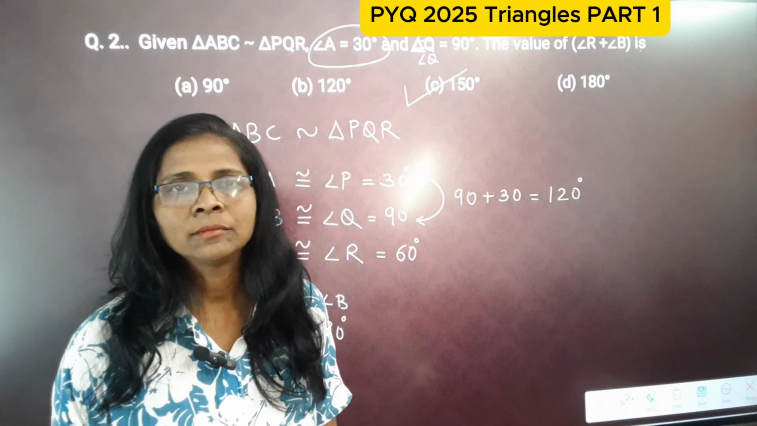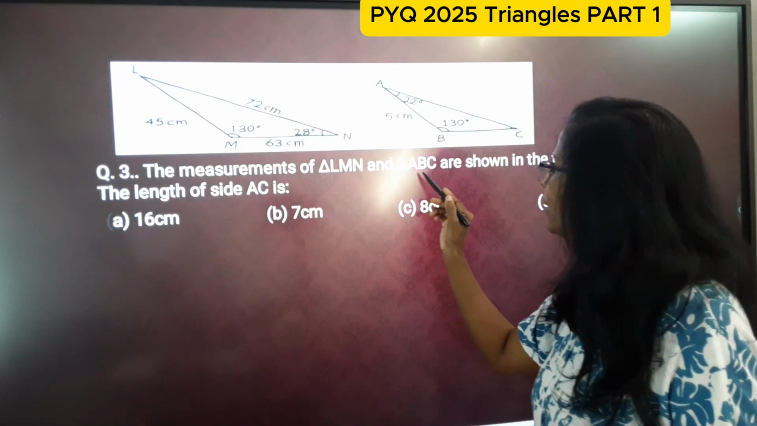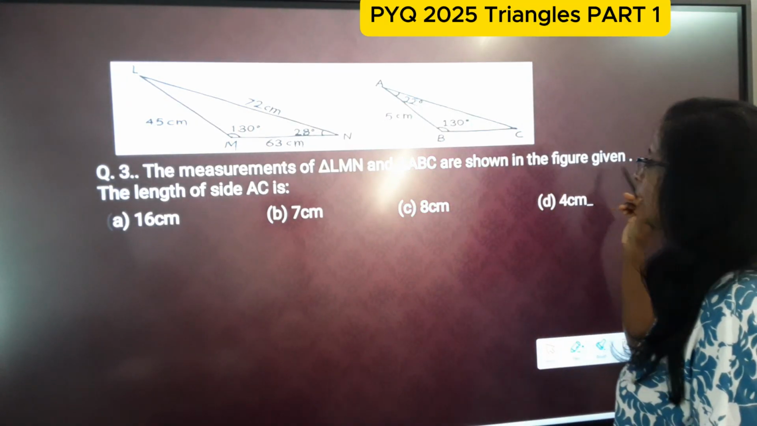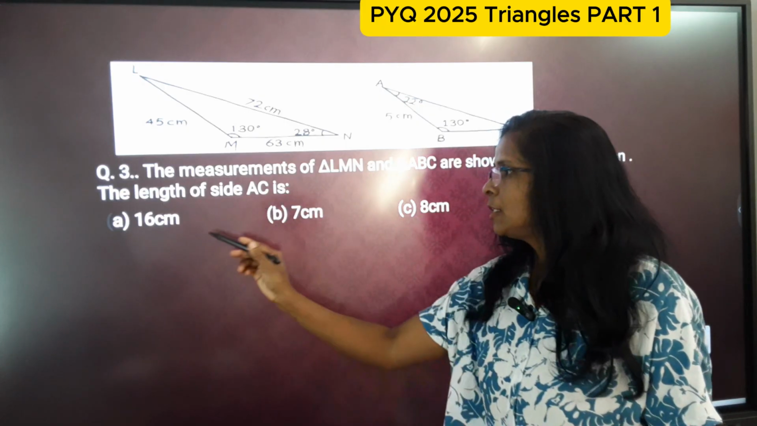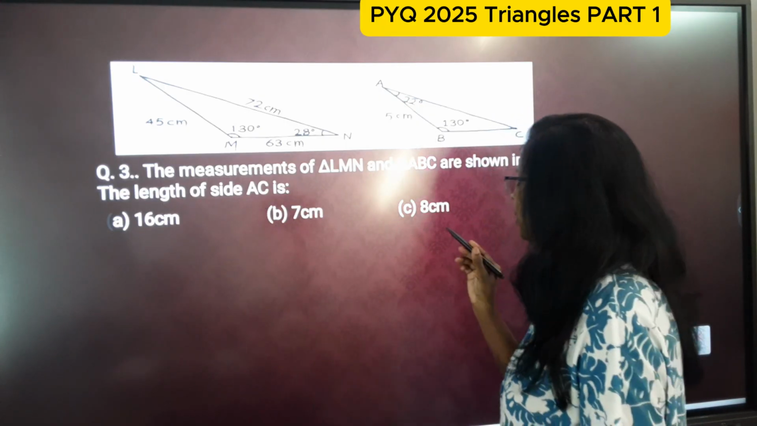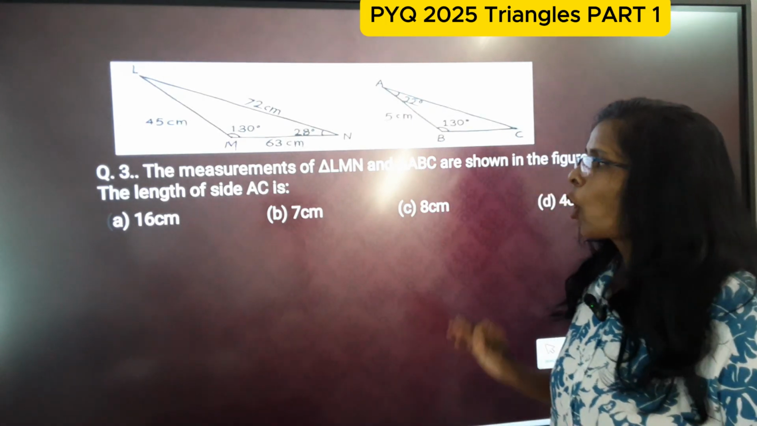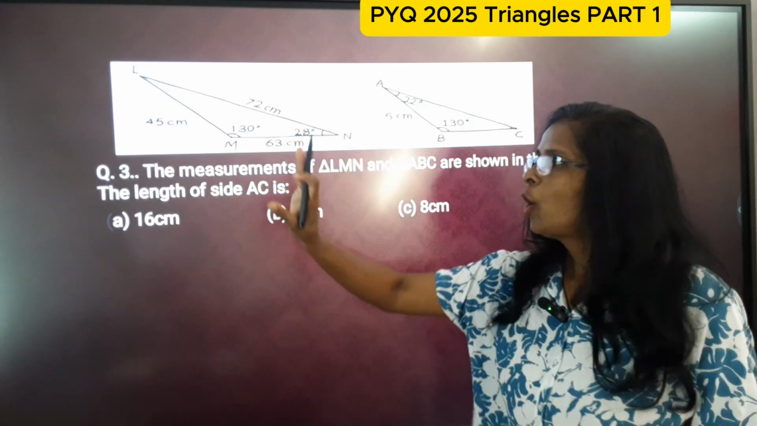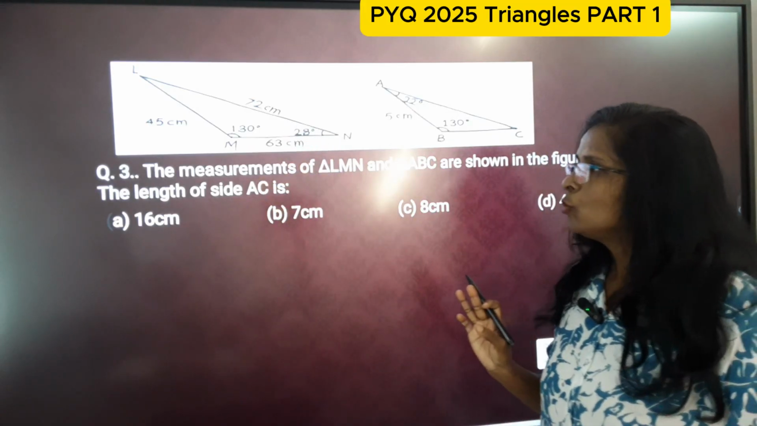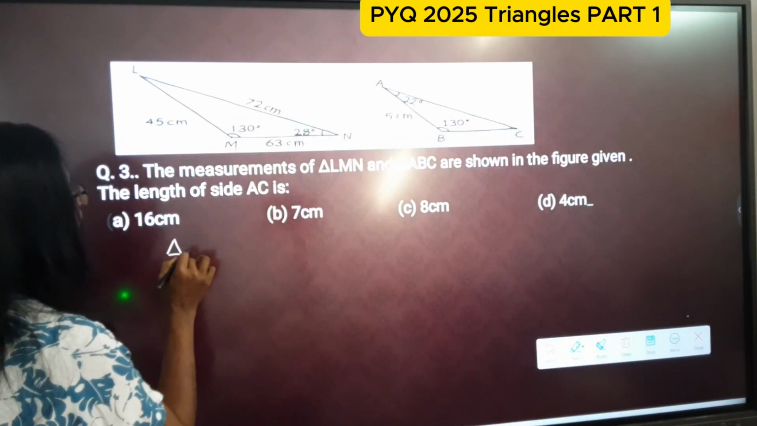Students, the measurements of triangle LMN and triangle ABC are shown in the figure given. The length of side AC is, options are 16 cm, 7 cm, 8 cm and 4 cm. So here students, observe this figure carefully. The measurements of the angles of the given figures are given here. So now here students, the first figure is for triangle LMN.